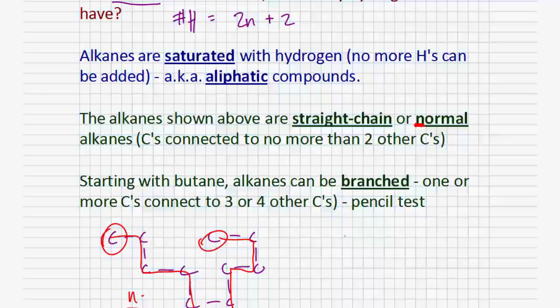So a simple branched alkane might look like this one, where I have 3 carbons in a row, but another carbon attached to the center. And we can do this pencil test. If I start on one end, I can go through 3, but I can't get to that 4th one unless I retrace my path. So no matter where I start, I can't get to all the carbons unless I pick up my pencil or retrace my path. That's the simplest test. It should be very, very quick when you can realize that a chain of alkanes is either straight chain or branched that way.